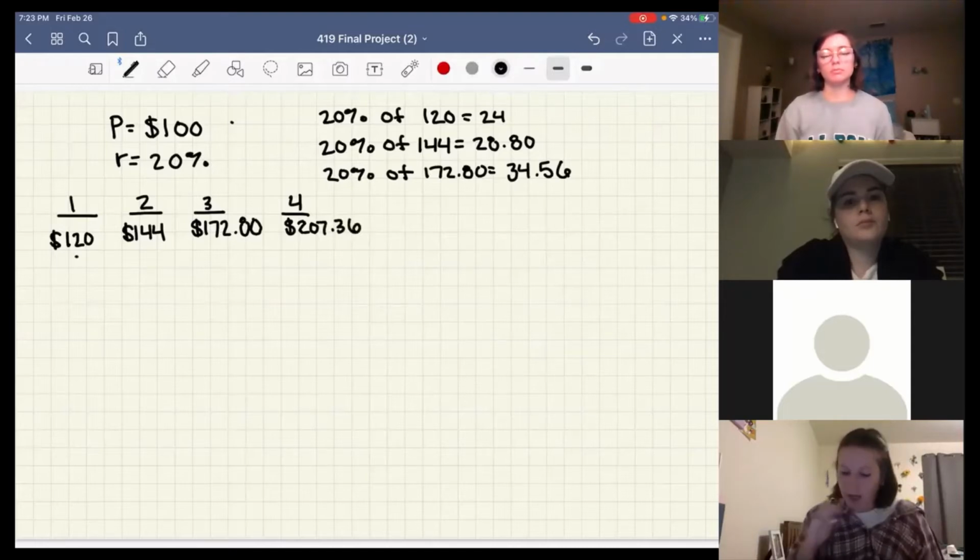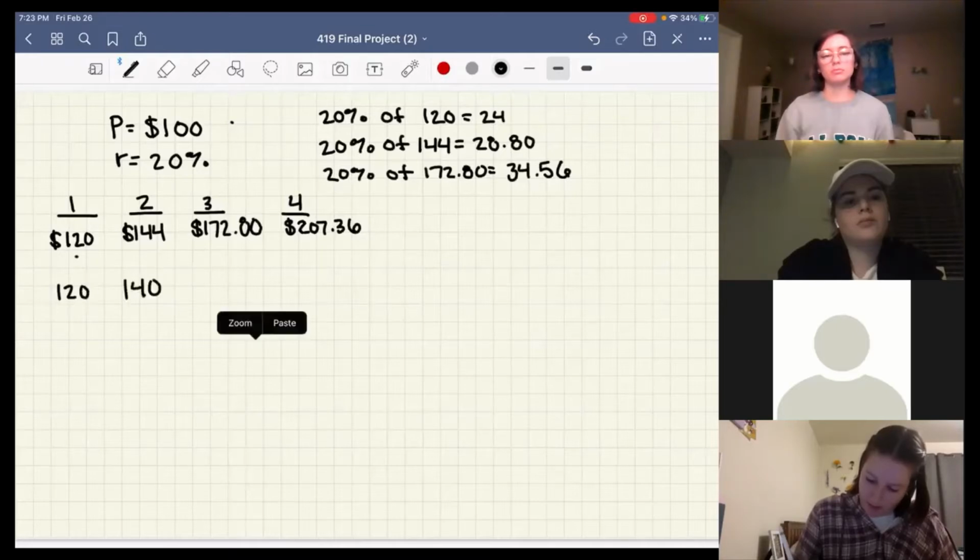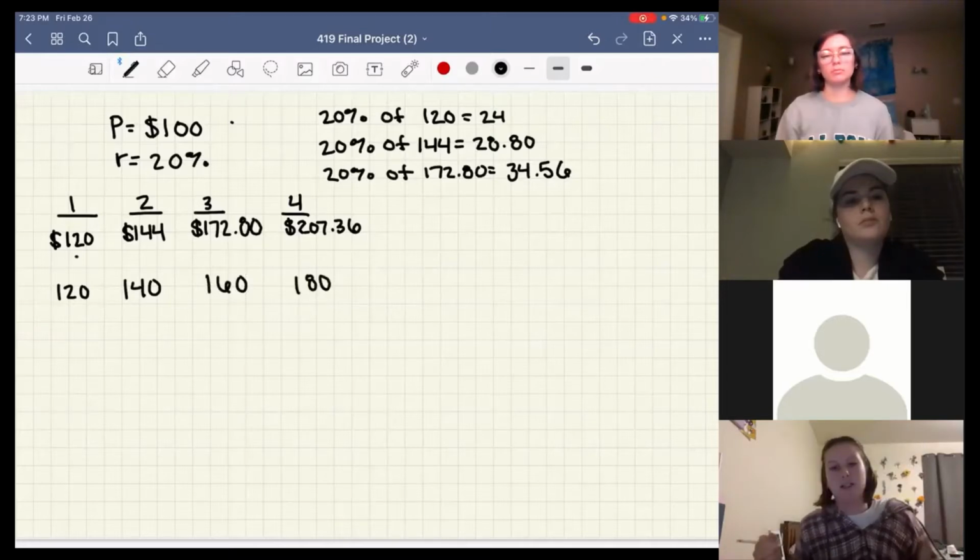And this is compound interest, whereas simple interest would be adding 20% to the $100 each year, meaning that at the end of the first year, you would have $120, then you would have 140, then 160, and then 180 by the end of the 4 years. So you can see the compound interest adds more and gives you more in the end.